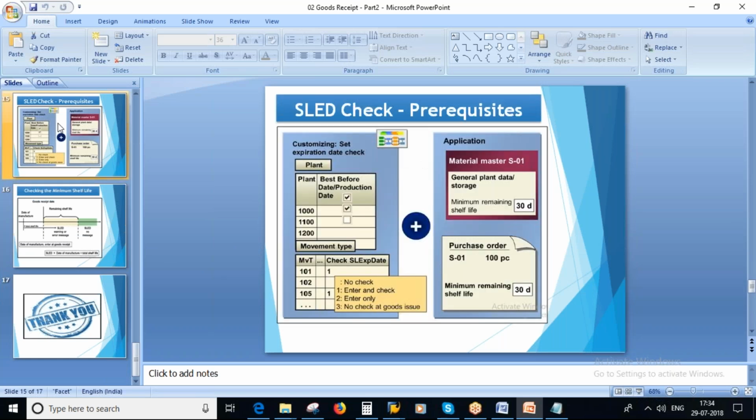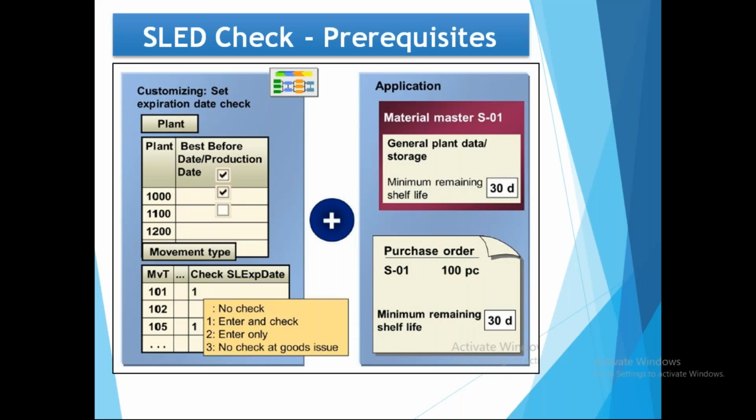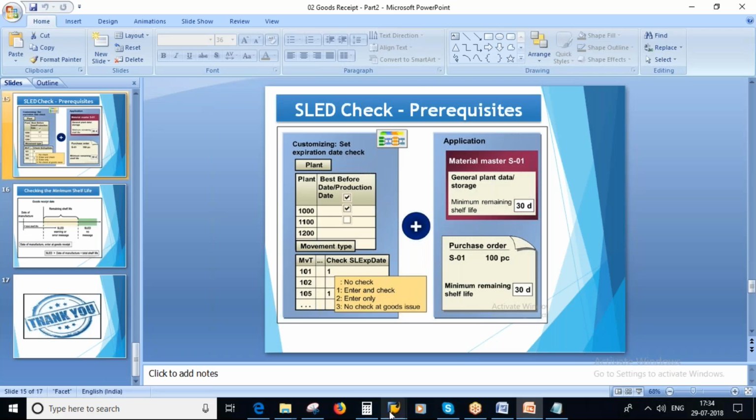To activate this one, you need to maintain the minimum remaining shelf life in the material master. And at the customization level, you have to activate the best before date check at plant level. After that, for the movement type, you have to activate whether you want this shelf life expiration date check or not. Okay, so we'll check this.